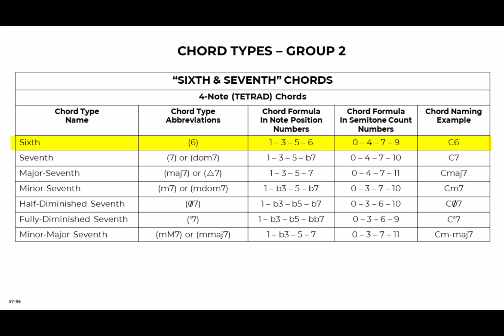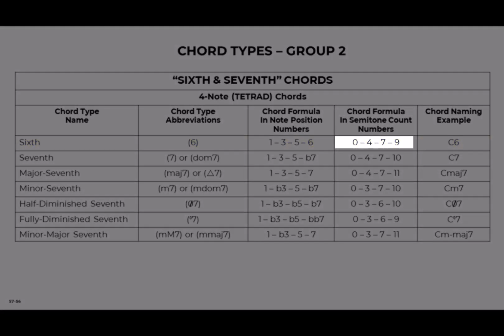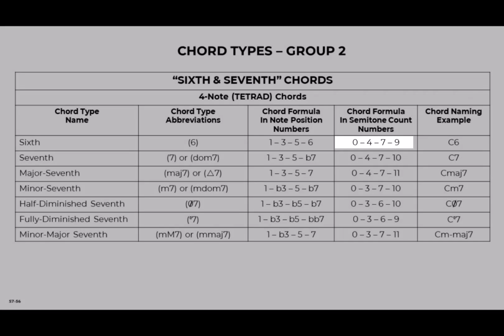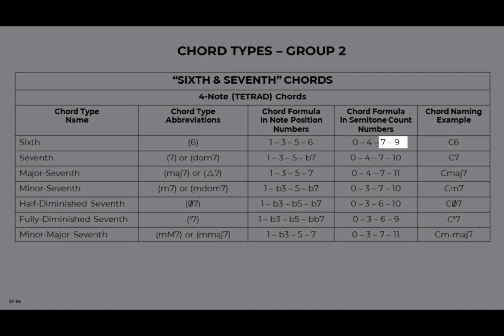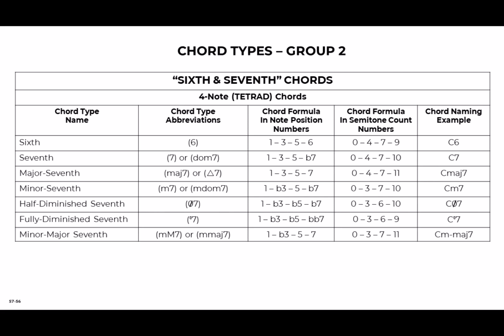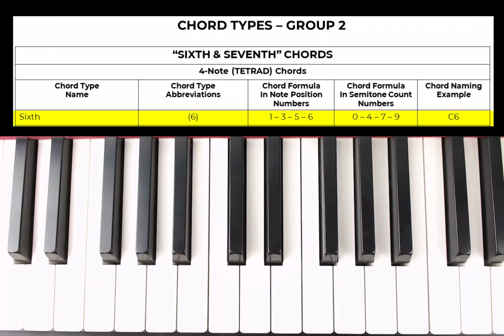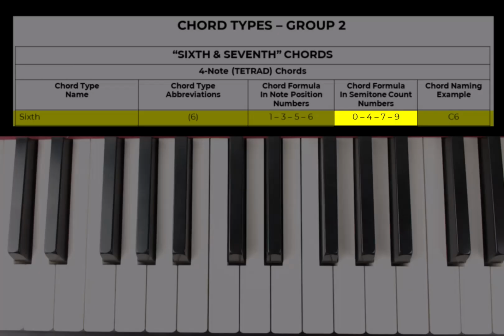Its chord formula is semitone counts 0, 4, 7, 9. The 6th chord is one of those chords that you will run across every once in a while and gives a strong splash of sound spice without being a particularly happy emotion nor a particularly sad emotion. Because the semitone count intervals of 7 and 9 are only 2 semitones apart, this creates a bit of dissonance that, in part, distinguishes its unique sound. Again, the 6th chord's formula is semitone counts 0, 4, 7, 9. This is our first 4-note chord.